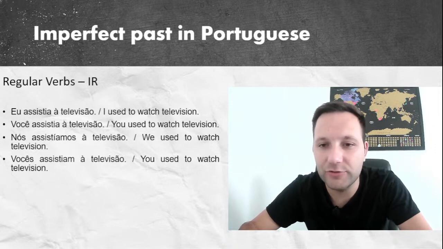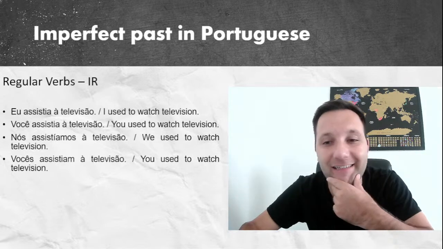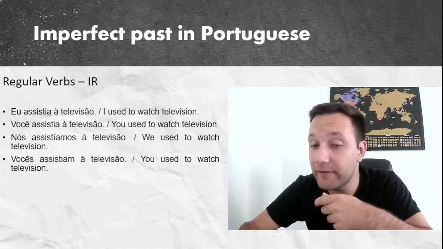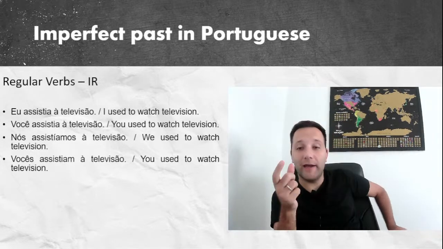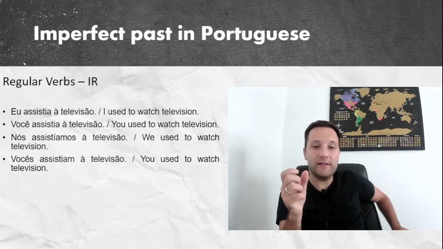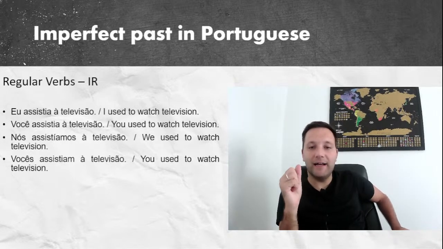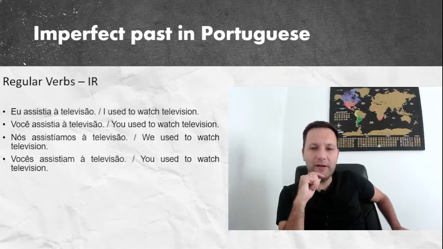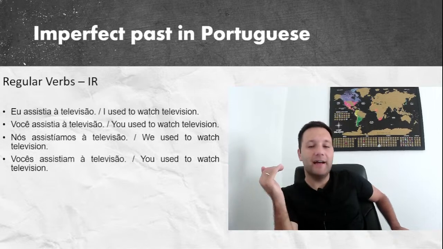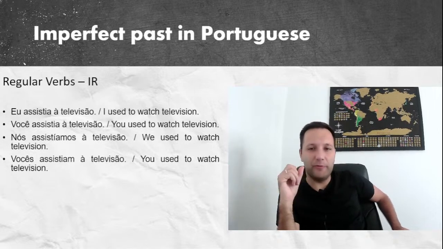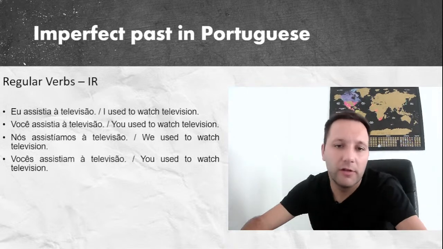So, let me read the conjugations here. Eu assistia a televisão. I used to watch television. Você assistia. You used to watch. Nós assistíamos. Remember, we need to stress the second syllable. Assistíamos a televisão. We used to watch television. Open. Nós abríamos a janela. For example, we used to open the window.